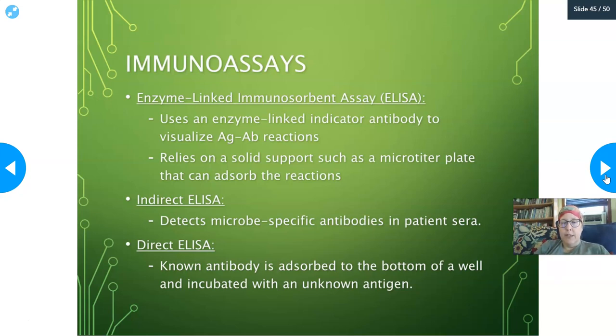And an indirect ELISA would detect microbe-specific antibodies. So it would be using antibodies to antibodies, you're detecting antibodies, right? In a direct ELISA, you're using a known antibody to look for an unknown antigen. So that unknown antigen is probably going to be that microbe.